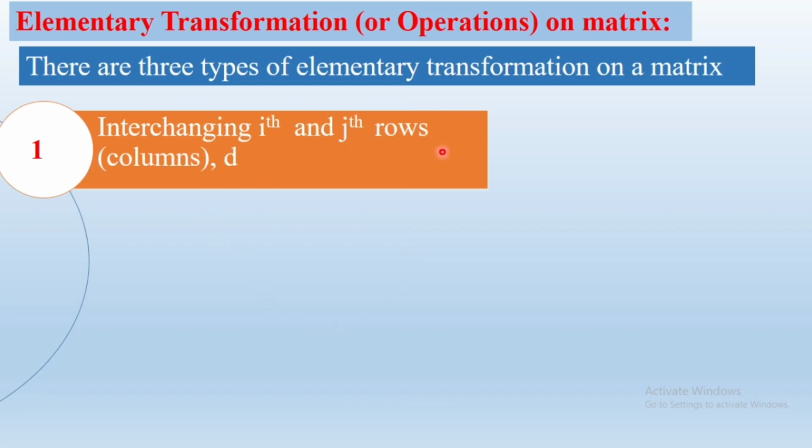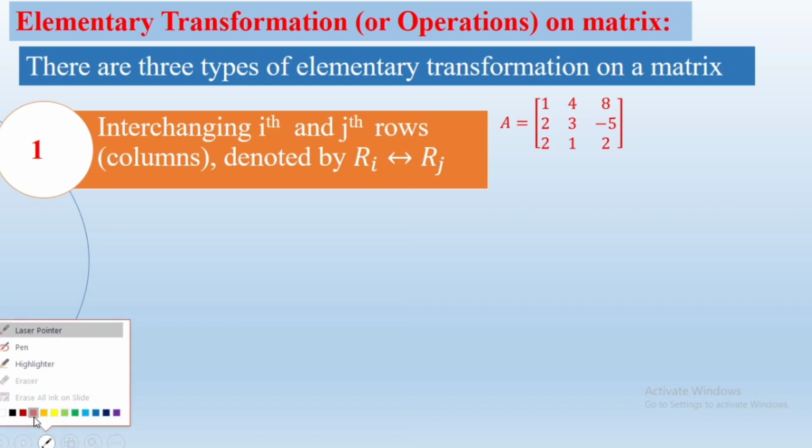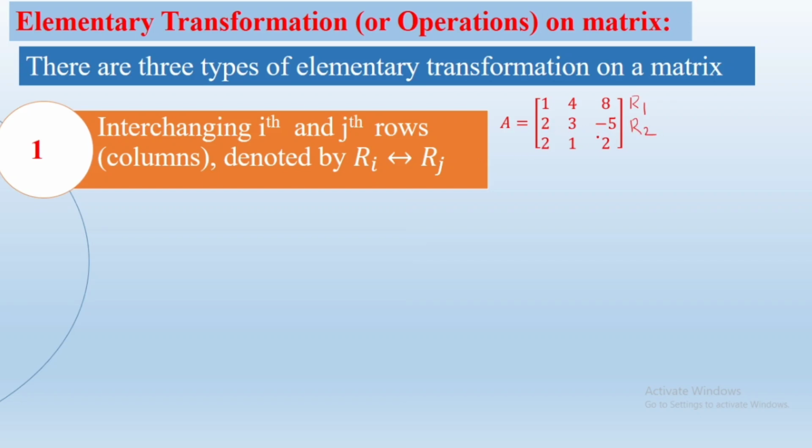Interchanging the ith and jth rows or columns, denoted by Ri ⟷ Rj. This symbol is interchange, friends. Let us see one example here. A is equal to [1 4 8; 2 3 -5; 2 1 2]. Now 1 4 8 is the first row, denoted by R1. The second row is denoted by R2. What is the second row? 2 3 -5. Now the third row, friends, 2 1 2, is denoted by R3. Now we know 1 2 2 is a column, so it is denoted by C1. The second column, friends, 4 3 1 is denoted by C2, and the third column 8 -5 2 is C3.